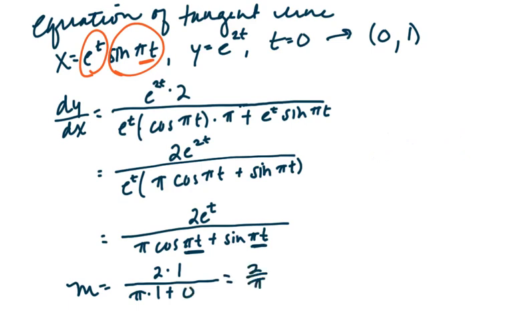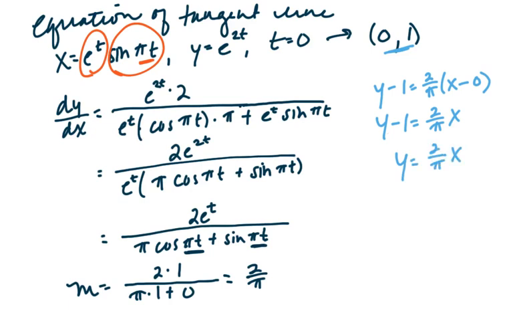So we can find our equation of a line. Let's say y minus 1, from our point at the top, and then our slope, which is 2 over pi, times x minus our x value at the top, which is 0. So y minus 1 equals 2 over pi times x. So y equals 2 over pi times x plus 1. So that would be our equation of our tangent line.